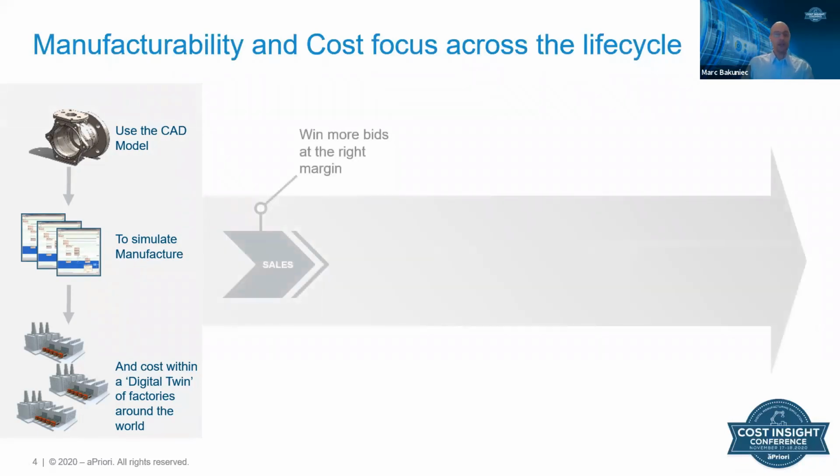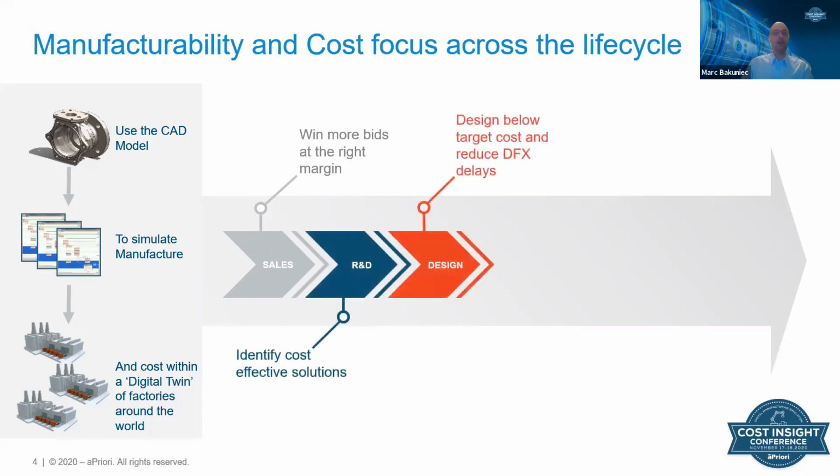This investment casting cost model, just like any of the other existing cost models, provides value potentially across the whole product development process. So it begins potentially in sales to win more bids at the right margin. In R&D and design, it's all about identifying cost-effective solutions and hitting your design to cost targets, as well as, of course, getting design for manufacturability feedback.